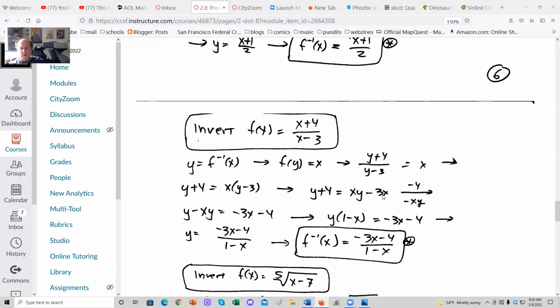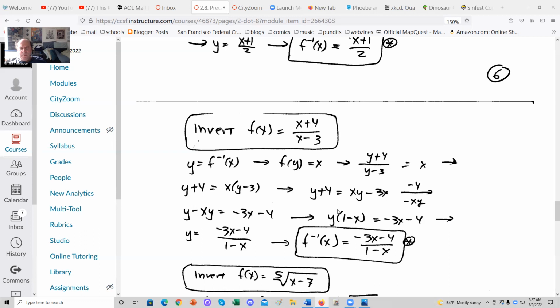Let's move this 4 term to the right by subtracting 4 from both sides. After doing that, we get y minus xy equals negative 3x minus 4. Now here we have two y's, but they can be factored out. You get y times (1 minus x) equals negative 3x minus 4.